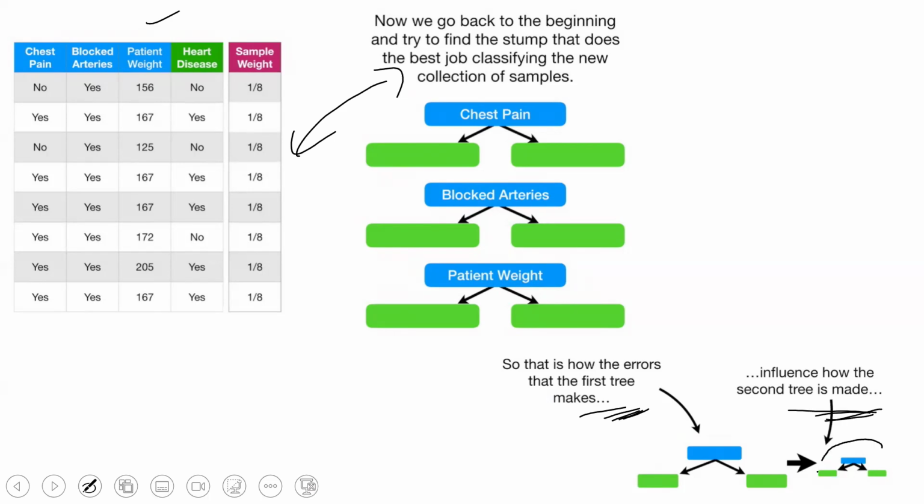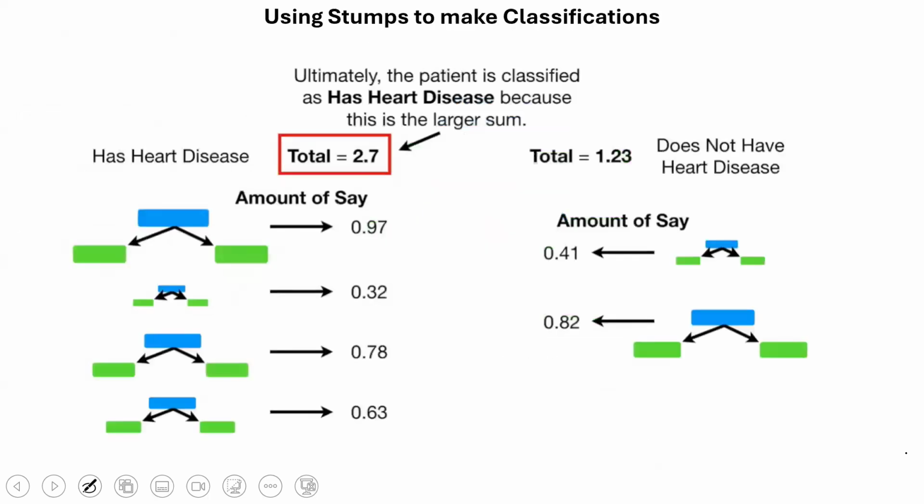Now if you clearly understand, the second stump is influenced by the predictions made by the first stump. The wrongly predicted values by the first stump will get more emphasis in the second stump classification. Similarly, you will keep on constructing different stumps. Okay. And the final step is using stumps to make classifications.